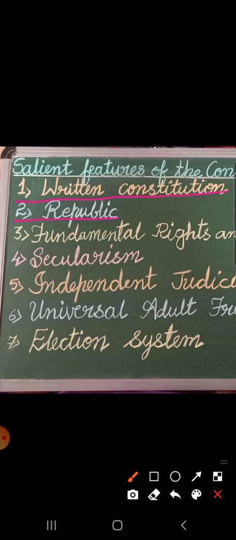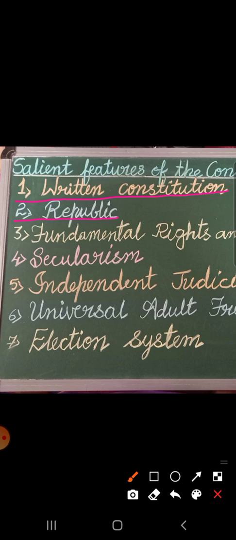You all know elections take place, isn't it, children? And the representatives who are elected by the people, they rule the country. So India, which has this kind of political system, is known as a Democratic Republic.